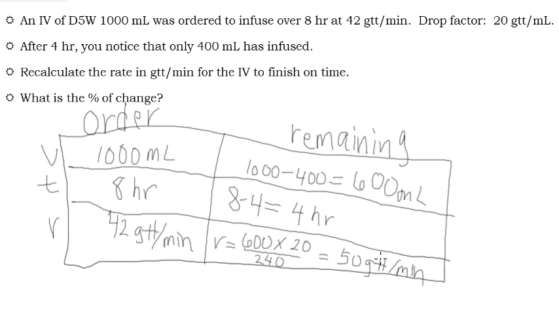The last question that is asked is what is the percent change? We know that percent change is the amount of change. So I look at the original rate of 42, final rate of 50, that is a change of 8. I divide by the original, which is 42, and multiply by 100. And that gives me a percent of change of 19%.